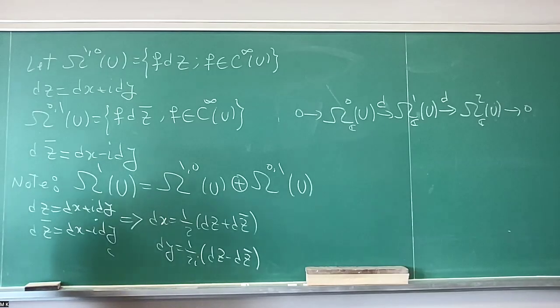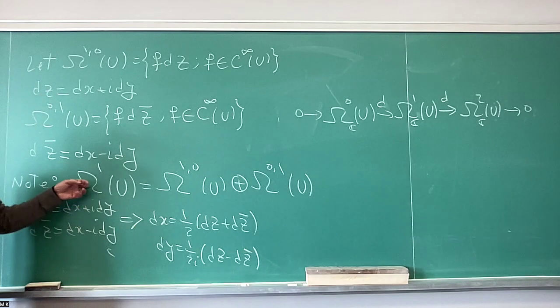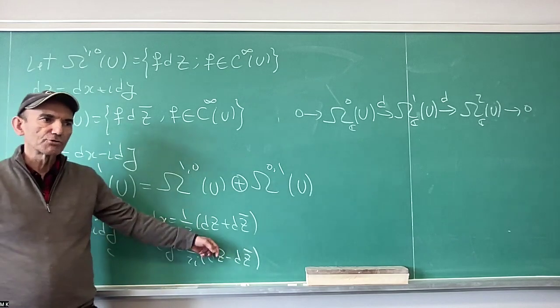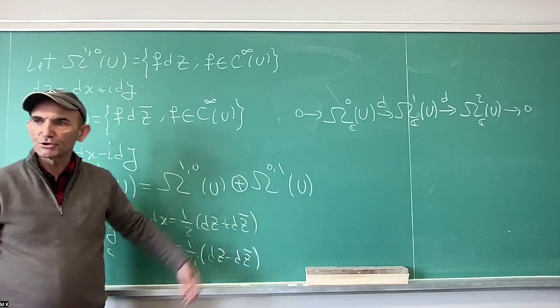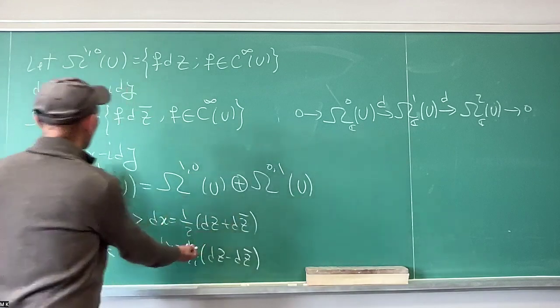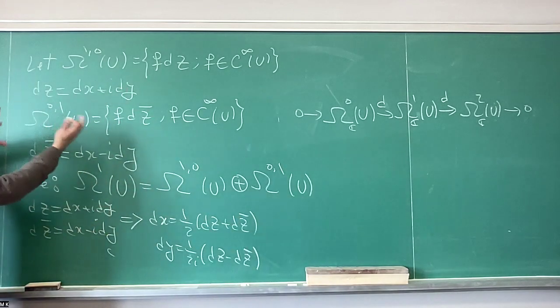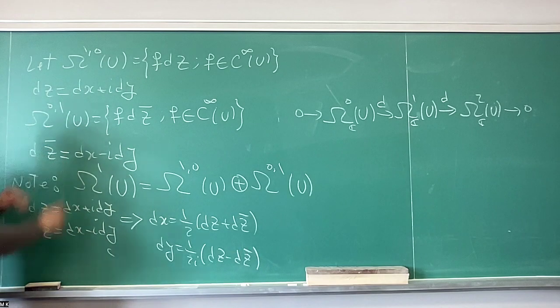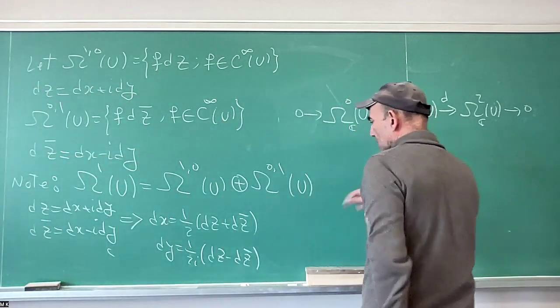So once you have a one form, you can replace dx and dy by these things, and then you write everything in terms of dz and dz bar. And the decomposition is unique because you can go backward, and then you have dz and dz bar in terms of dx and dy. So there are like two different bases for the space of one forms at that point.